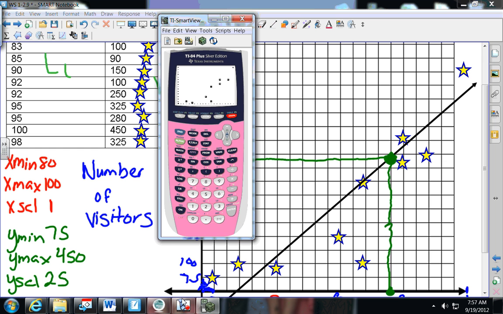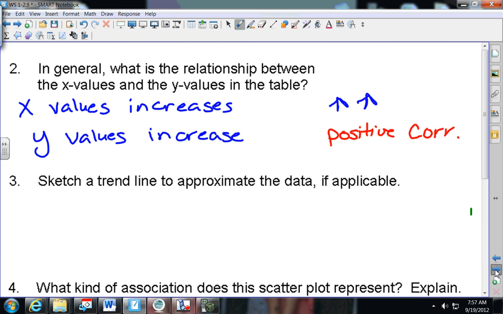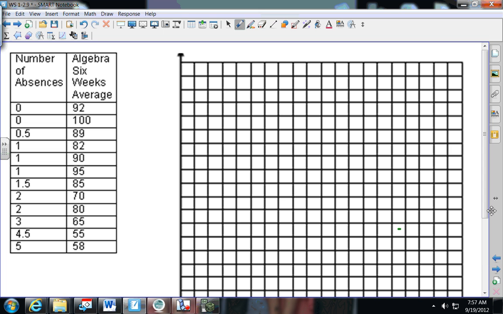Does it kind of look like ours? Does it show you a positive correlation? It does. You have to know how to graph this in your calculator for your test and for what we're doing in the upcoming units. Okay? All right, let's go. Now put the calculators to the side. Let's go to the next one.